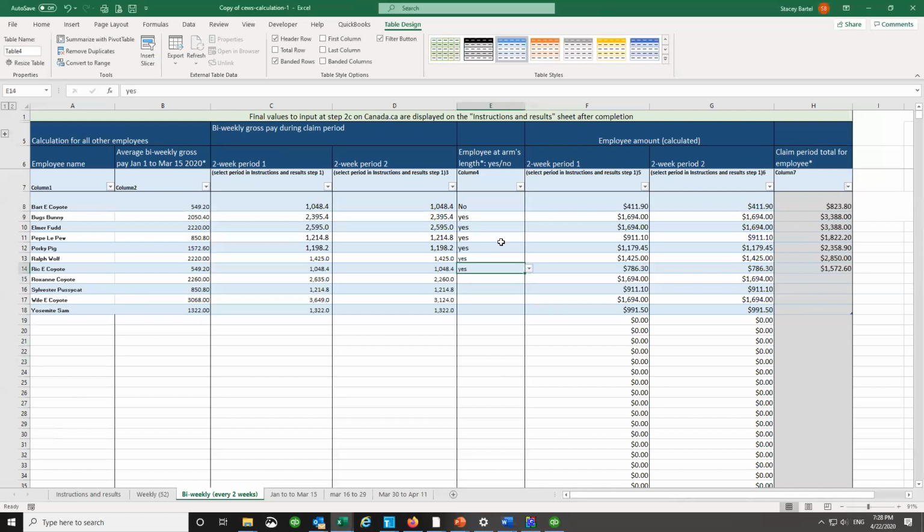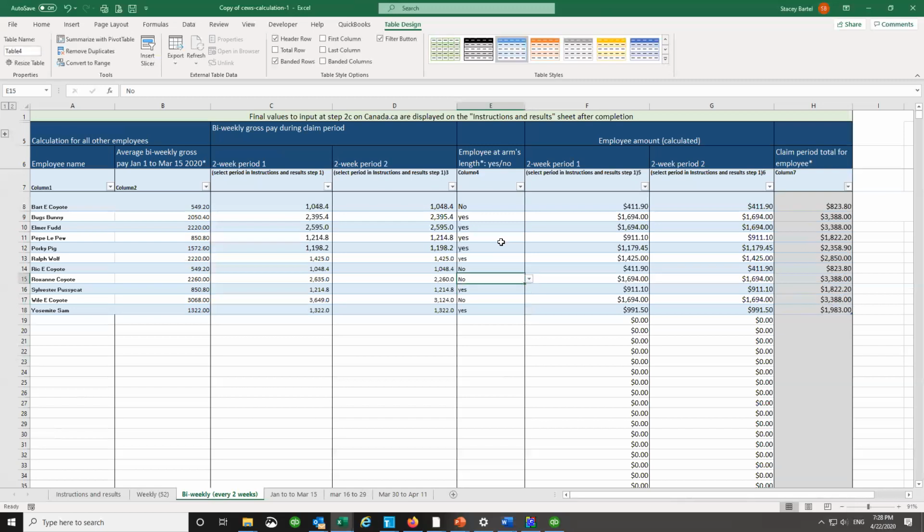But in this case, he is a nephew. No, he's arm's length, right? We can't play any games, so we're not playing any games. We're just going to put him there. So he's a no. Now, Roxanne is a no. Sylvester, yes. Wiley, the owner of the company, no. And Yosemite Sam, yes. Okay.